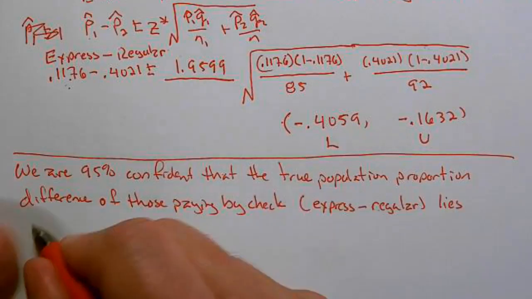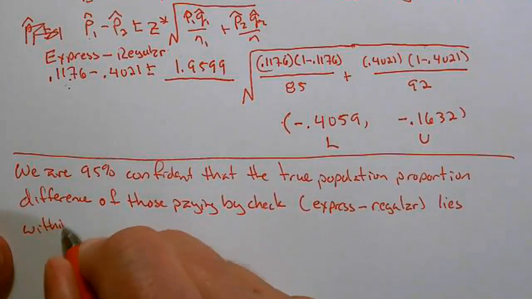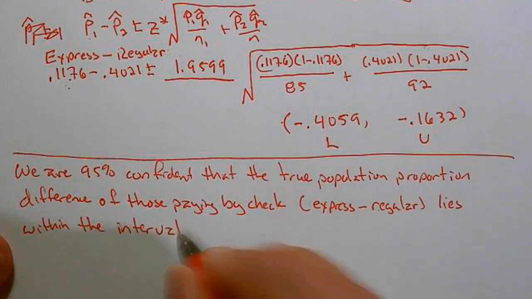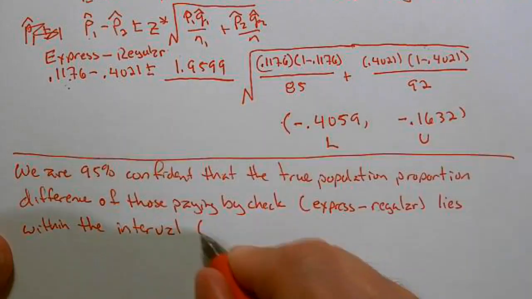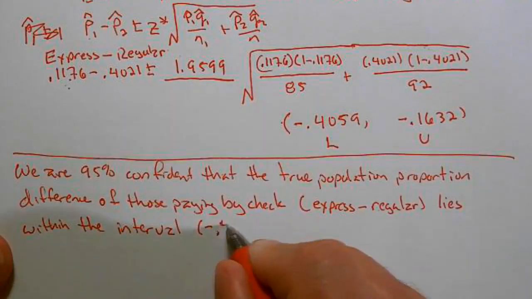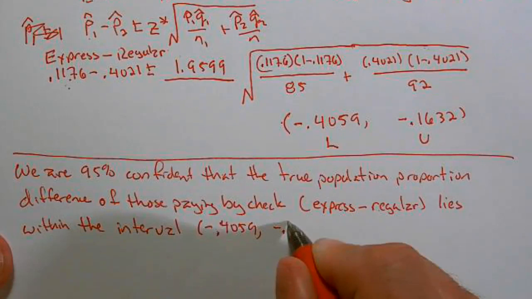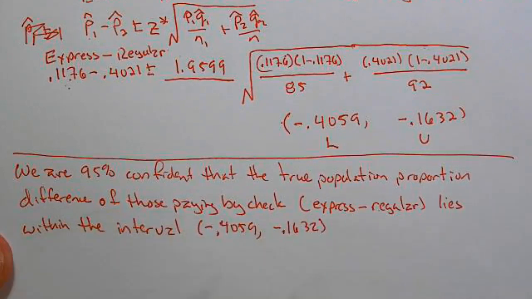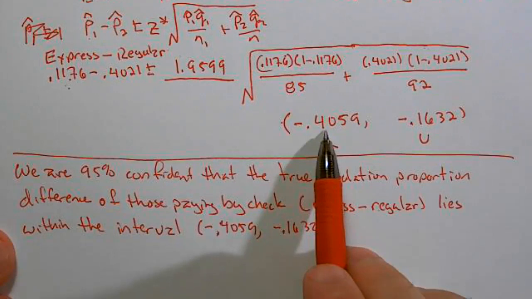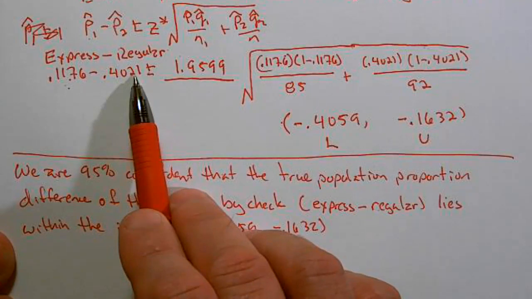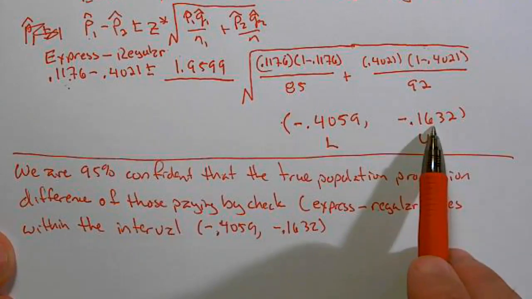Lies within the interval. And what was our interval? Negative 0.4059 all the way up to negative 0.1632. So what does this really mean? Well, we went express minus regular. So there's 40% more who pay in the regular line, to maybe just 16% more.